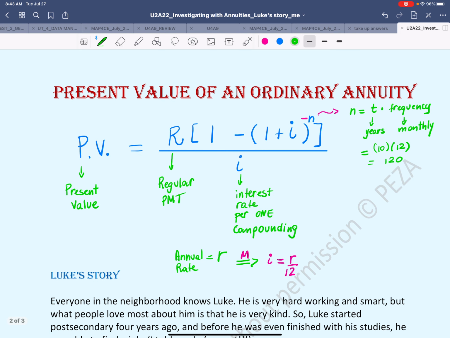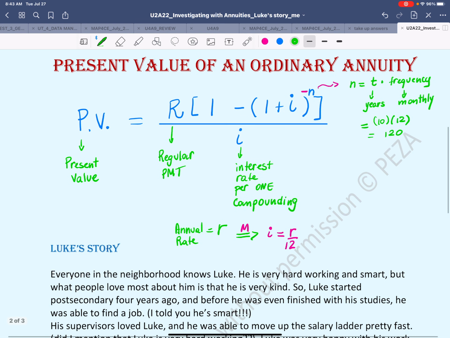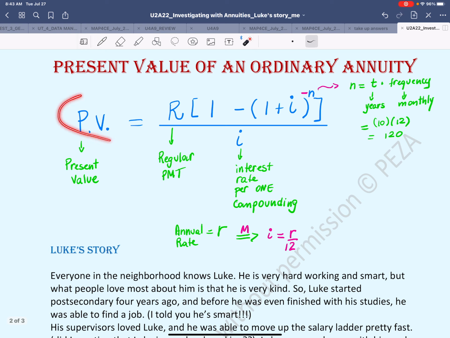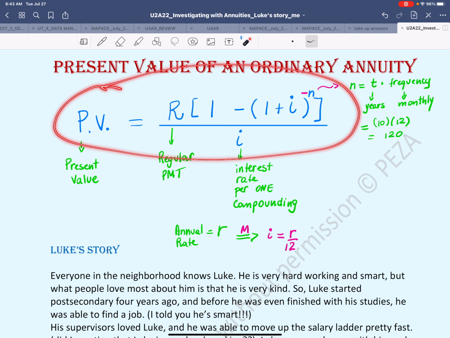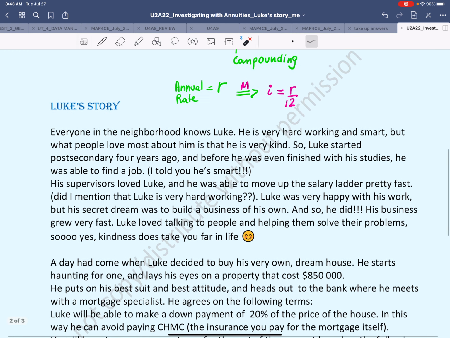So I brought in an example for us to discuss so that we can use this formula and better understand how to solve such problems and how to use this formula in the meantime to solve our problems. So here is Luke's story.